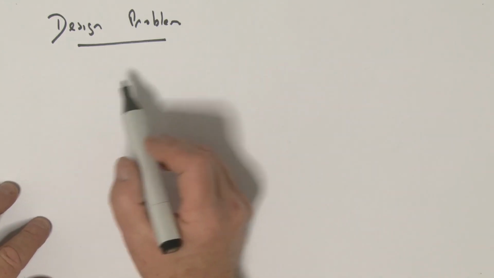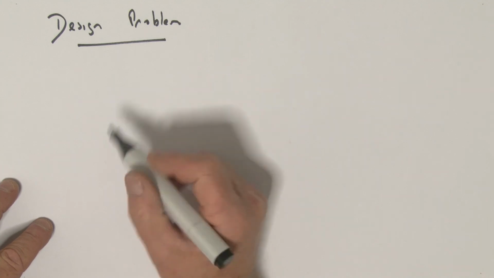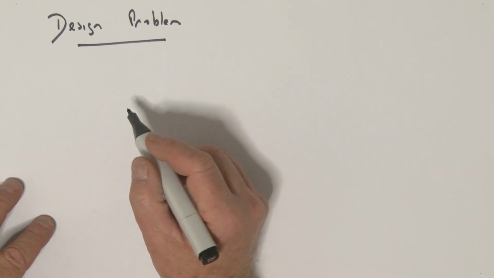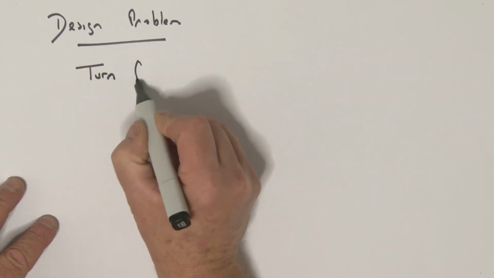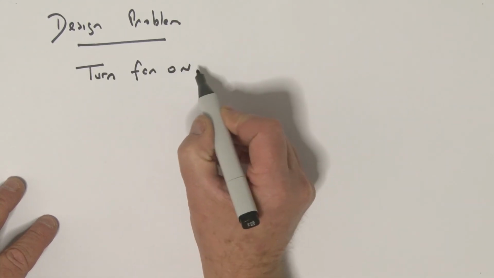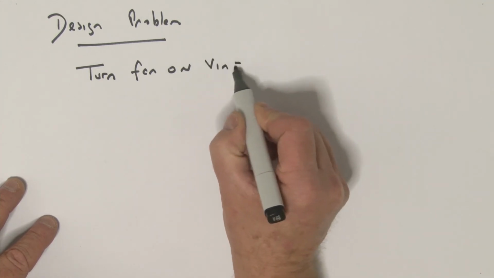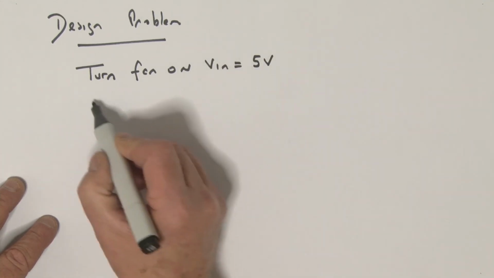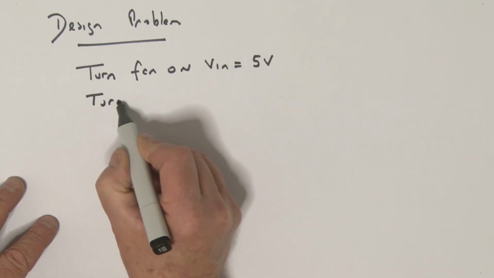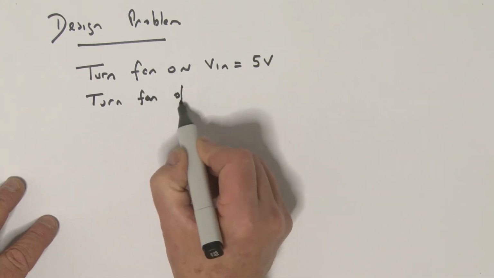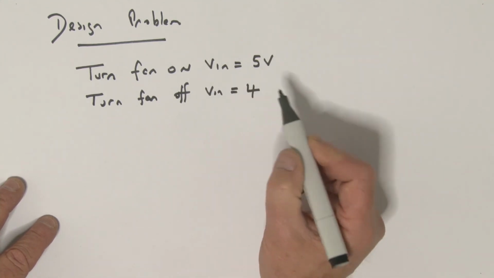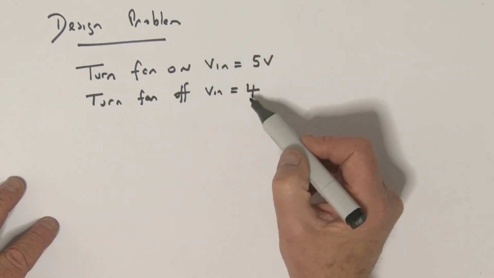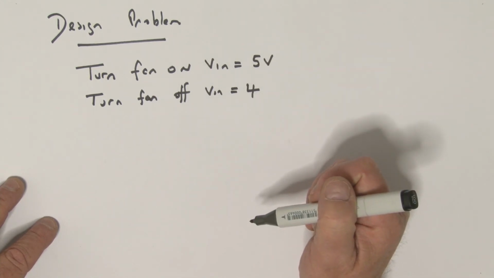What I want to do now is give you a design problem, and this is going to be in relation to the car turning on the fan to cool the radiator. So what I want to say is I'd like to basically turn the fan on when V in is equal to 5 volts, and I'd like to turn the fan off when V in is equal to 4 volts. Therefore, there's a hysteresis here of just 1 volt.